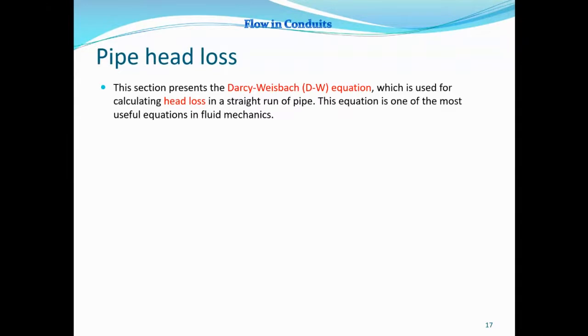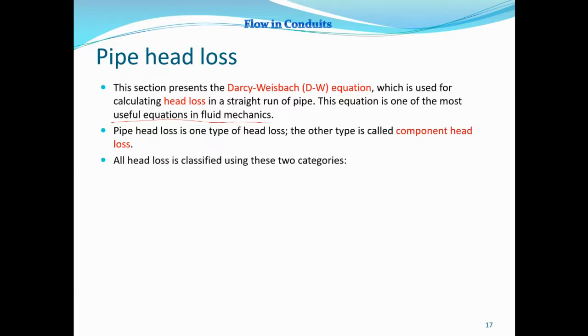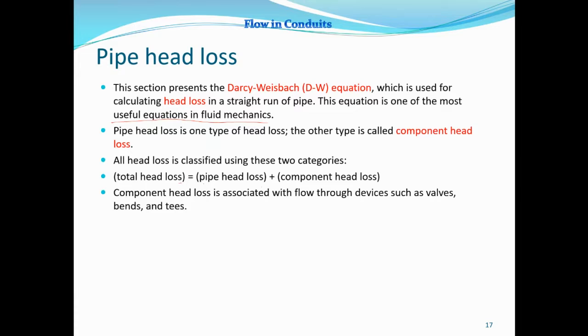This section presents the Darcy-Weisbach equation, which is used for calculating head loss in a straight run of pipe. And this equation is one of the most useful equations in fluid mechanics. The pipe head loss is one type of head loss, and the other type is called component head loss. All head loss is classified using these two categories. Total head loss equals pipe head loss plus component head loss. The component head loss is associated with flow through devices such as valves, bends, and T's. T's means a T joint.